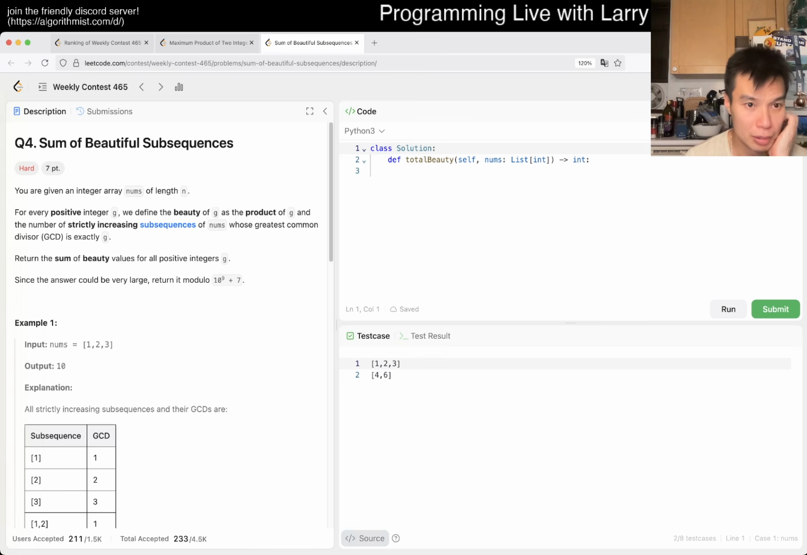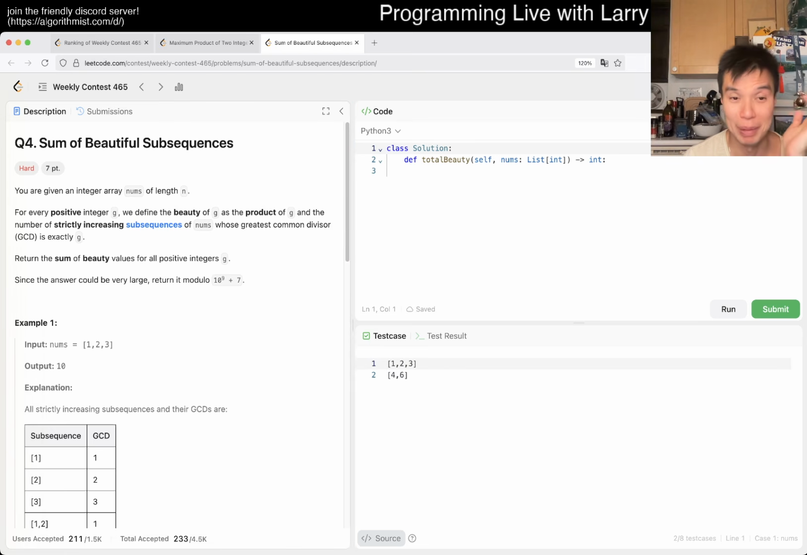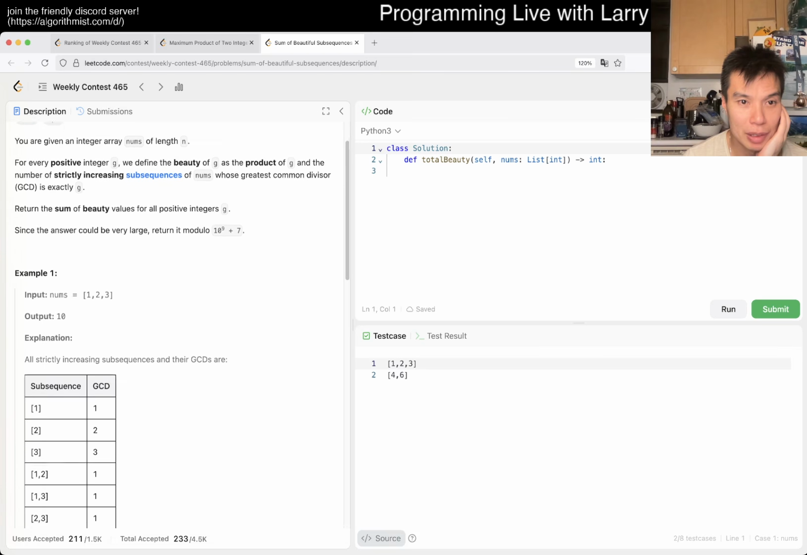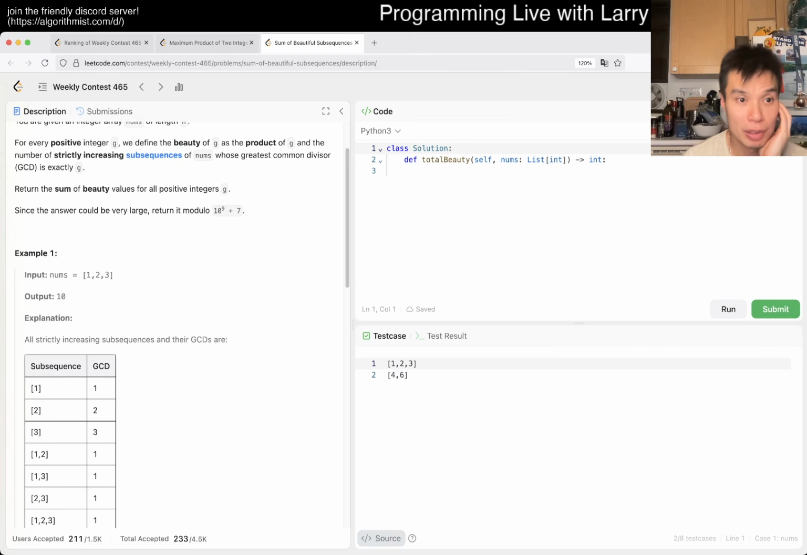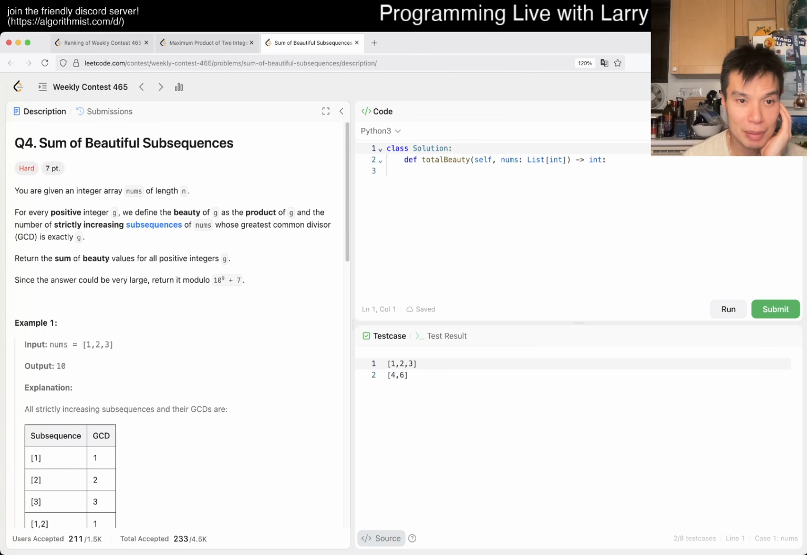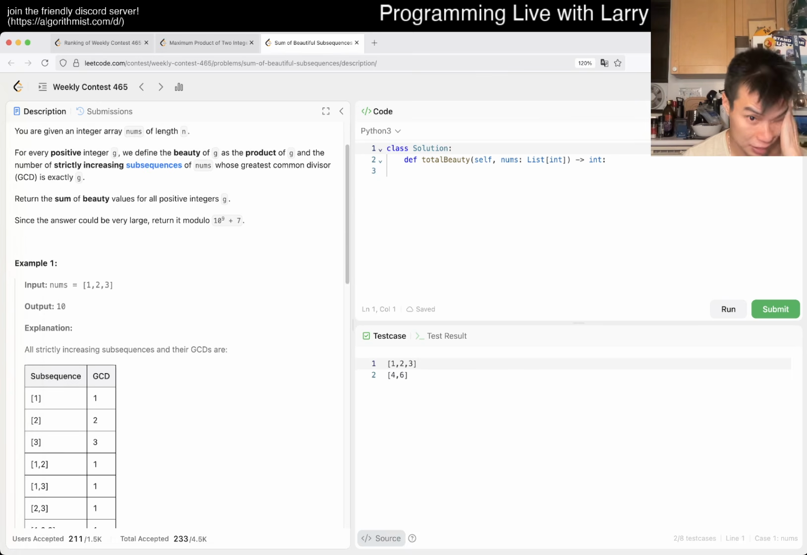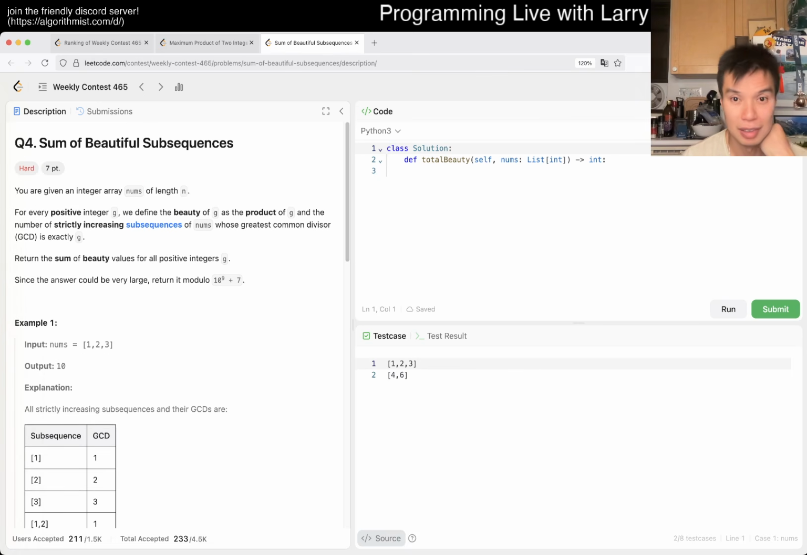Okay, sum of beauty... given an array nums of length n. There goes my hopes of going to bed early, of my beauty sleep. All right, for every positive integer g, we define the beauty of g as the product of g and the number of strictly increasing subsequences of nums. What of? All right, mod, I guess.